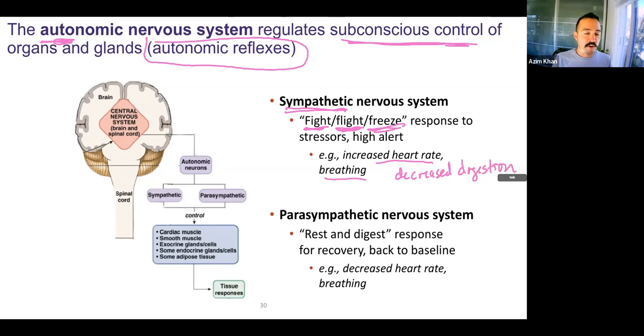If you want to focus on digestion, you want to calm down. You don't want to have your heart rate up. You don't want to be running and eating. That's no fun. That's your sympathetic response. Your parasympathetic response.